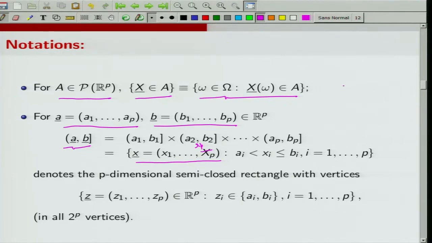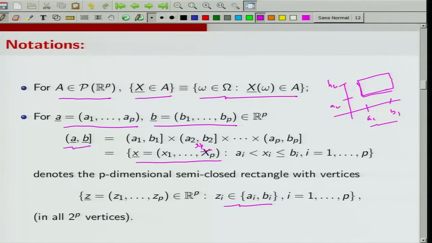For example, let us look at what happens in the case of p = 2. So, x1 was between a1 and b1, and x2 between a2 and b2, and their cross product is this. So, what are its vertices? Its vertices are (z1, z2). The first coordinate has to be a1 or b1, and the second has to be a2 or b2. So, in general when you are dealing with p dimensions, the ith coordinate in (z1, z2, ..., zp) has to be either ai or bi, as it is happening over here.